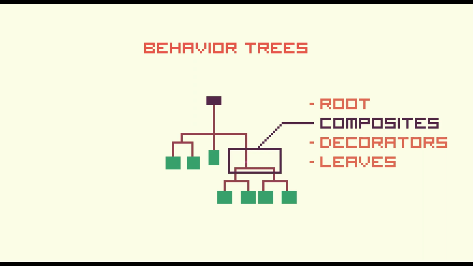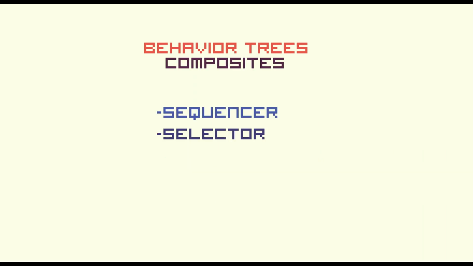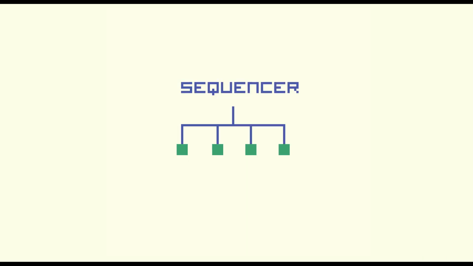The two most common implementations are sequencers and selectors. A sequencer expects all its children to succeed, so it executes them in order, and in case one fails, it does not execute the remaining ones. The selector node does the opposite. It requires only one child to succeed. So it also executes its children one by one and stops as soon as one succeeds.